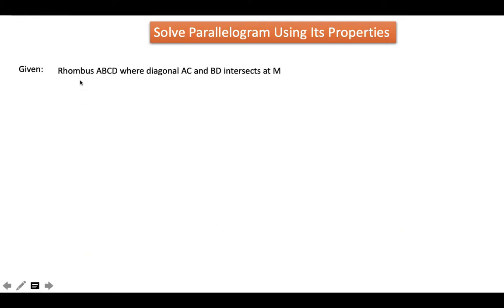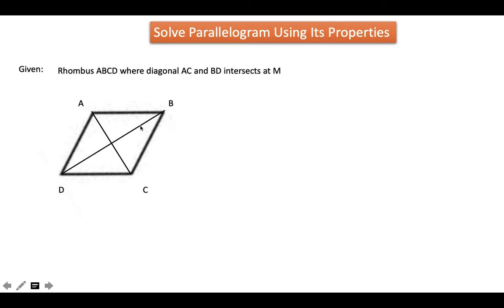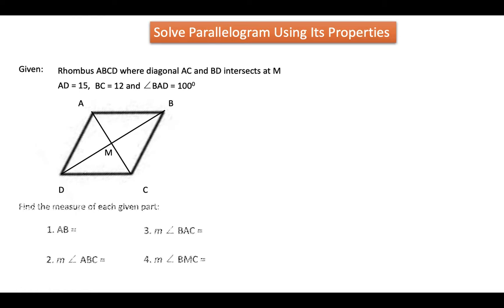For the given rhombus ABCD, where diagonal AC intersects BD at point M, we have an additional given here. AD is equal to 15, BC is 12, and angle BAD is 100 degrees. Find the measure of each given part.